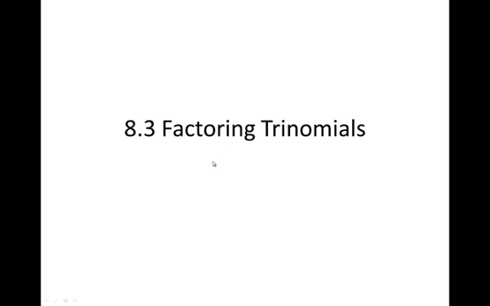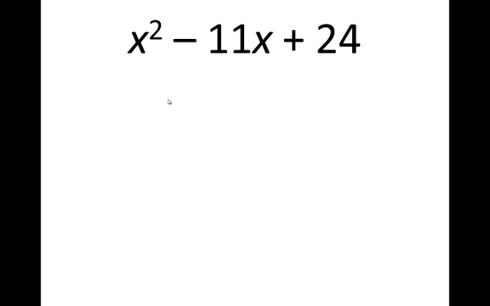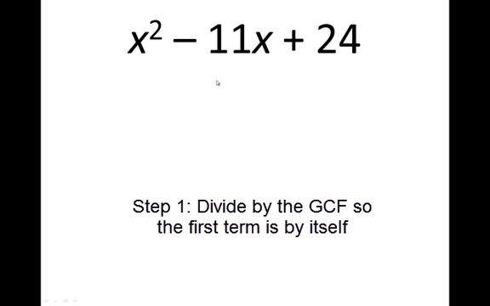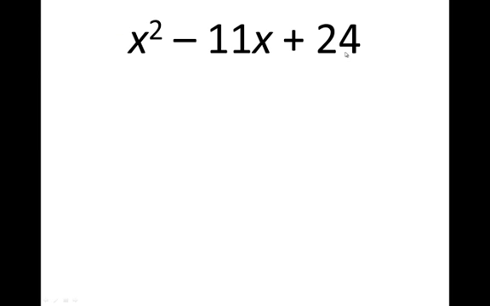Alright, so we are now doing 8.3, factoring trinomials. So let's look at our first example. It's x squared minus 11x plus 24. The first thing is you have to divide by the greatest common factor. So we have the square term by itself, but there is no term here, so we don't have to divide anything by the greatest common factor, so we could skip that step.